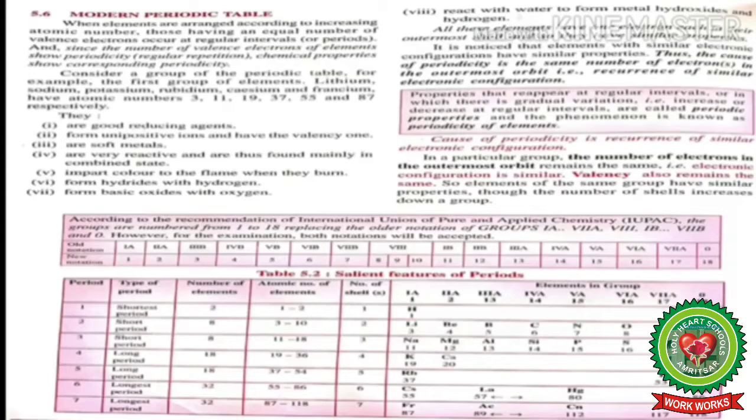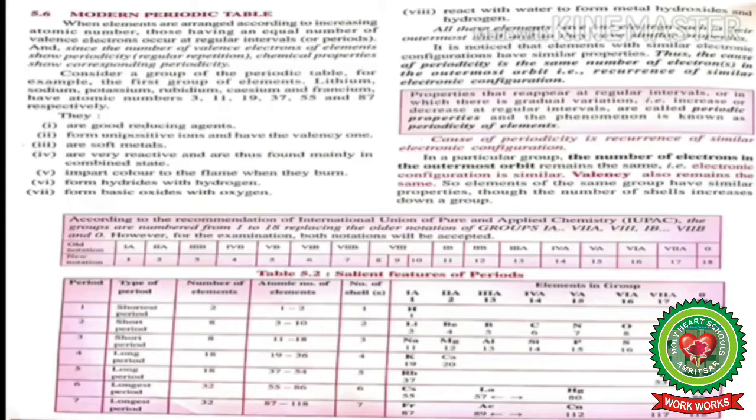Eighthly, they react with water to form metal hydroxides and hydrogen. All these elements have one electron each in their outermost shell, and so they have similar properties. It is noticed that elements with similar electronic configurations have similar properties. Thus, the cause of periodicity is the same number of electrons in the outermost orbit, that is, reoccurrence of similar electronic configurations.